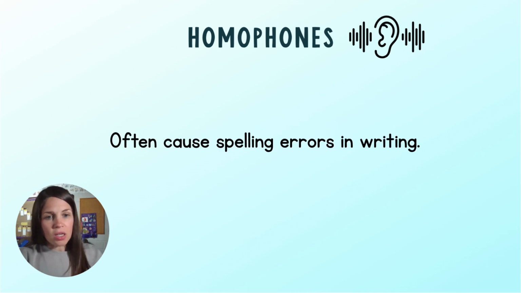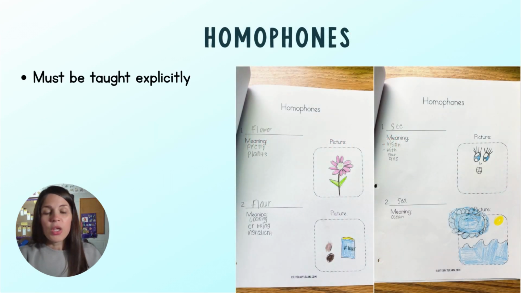Now, these often cause spelling errors when kids are writing, right? So they're trickiest for spelling. Since they sound identical, kids often will spell the wrong one and then maybe they don't understand the meaning. So it's important that we explicitly teach homophones, and we'll talk later about some teaching tips for this. You want to make sure that you're teaching homophones explicitly.